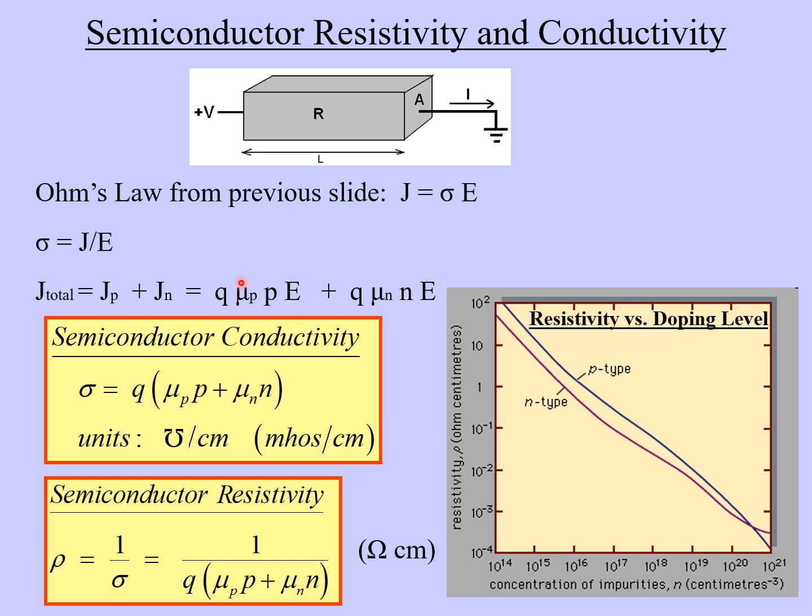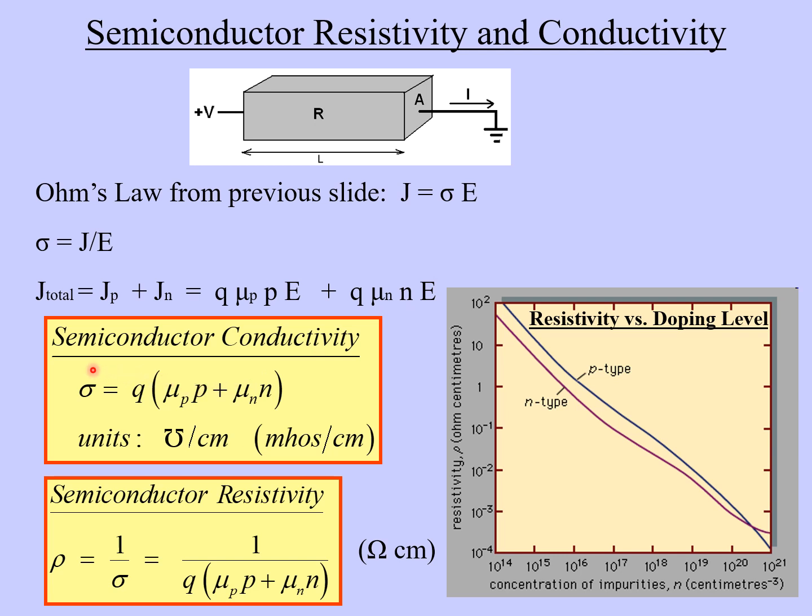Remember, it has the mobility, the hole density, and the electric field strength. And likewise, there's a same term over here for electrons. So if we look at this expression here, sigma, the conductivity of a semiconductor, is equal to J, which is all of this, divided by E. So we can cancel out these E's here, and we're left with our result here.